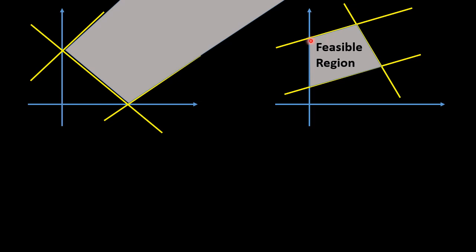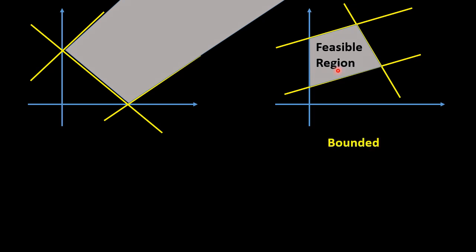Now we define bounded and unbounded region. In this diagram, this feasible region is closed by 4 lines from the 4 sides, but we may come across a problem where the feasible region is not bounded from all the sides. So like this.